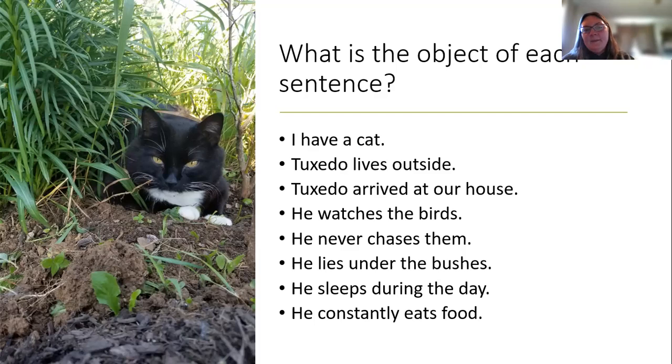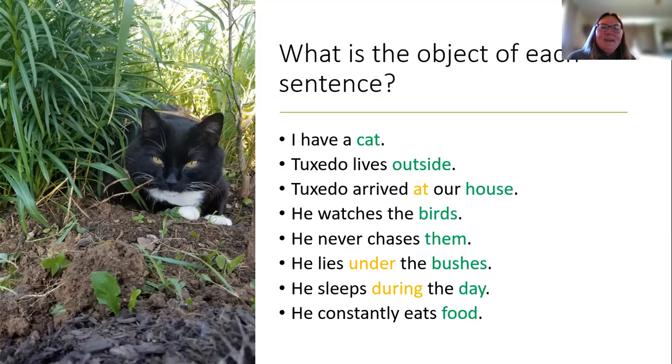After the verb, okay? Tuxedo lives outside. Tuxedo arrived at our house. He watches the birds. He never chases them. He lies under the bushes. He sleeps during the day. He constantly eats food. This is my cat, by the way. All right, so let's take a look here. What is the object of each sentence?